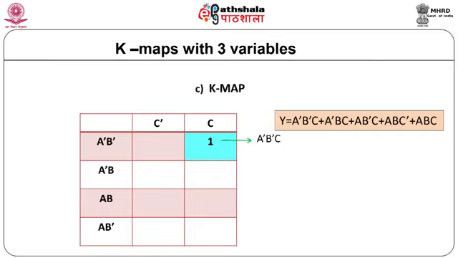The first term is A bar B bar C. We have represented it as 1. Let us represent the next term, A bar B C. The third term is also represented. We are writing 1 for A B C. The fourth term in the expression is represented as A B bar C, and we are representing the last term into the K-map by writing 1 for A B C bar.